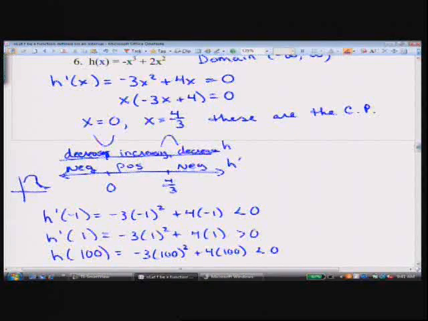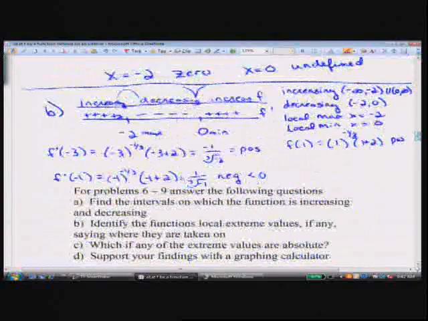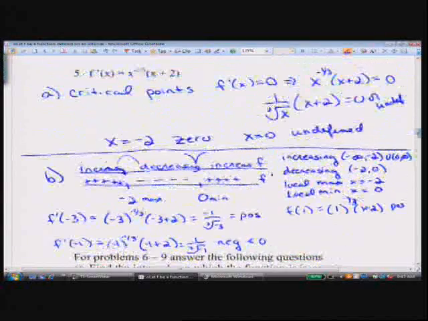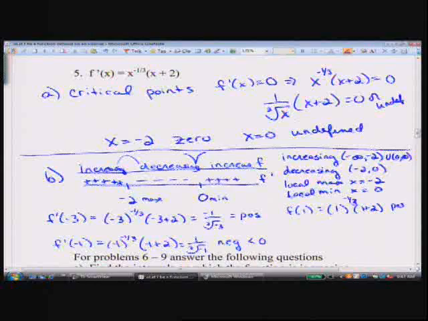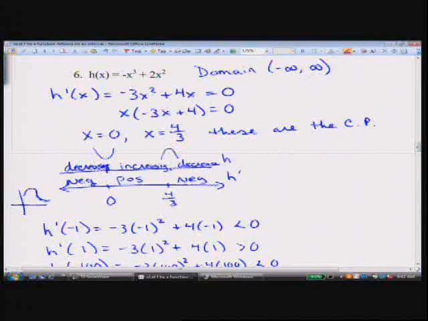The question was, would we have a corner or a cusp at 0, or is it smooth? The reason we had a cusp at 0 here was not because it was 0, but because 0 was what made the function undefined. If the derivative is undefined, you have a cusp, a corner, or a vertical tangent line. Now, this derivative is never undefined. It's a pretty parabola, so it's going to be nice and smooth. So we have a local min at 0 and a local max at 4/3.